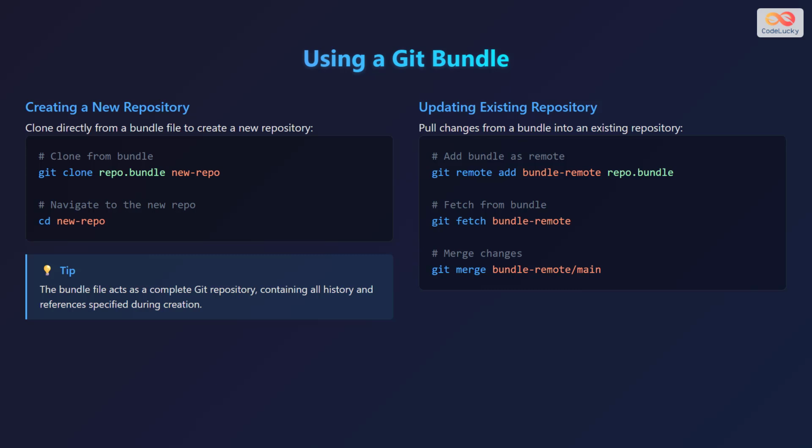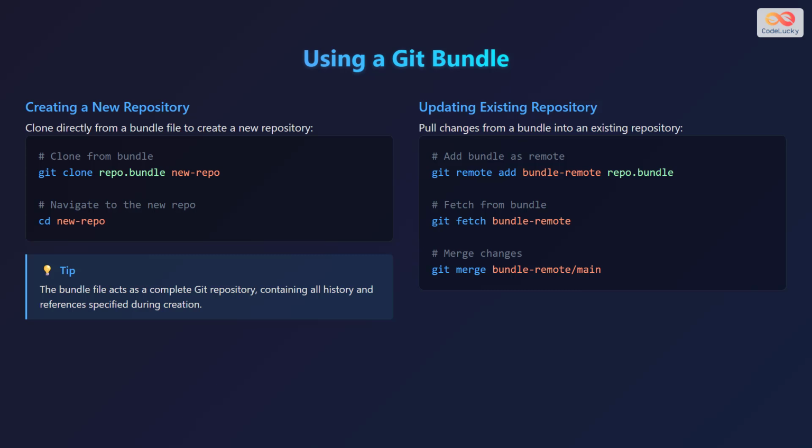There are two scenarios to consider here. First, creating a new repository. Clone directly from a bundle file to create a new repository by running the command git clone repo.bundle new-repo. After this, navigate to the new repo by running cd new-repo. The bundle file acts as a complete Git repository, containing all history and references specified during creation.